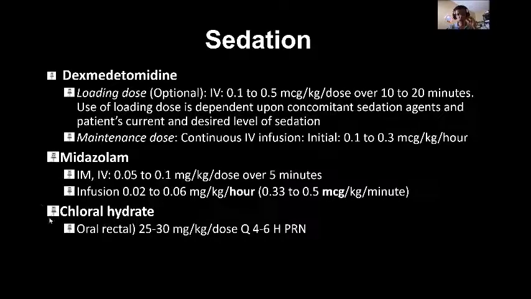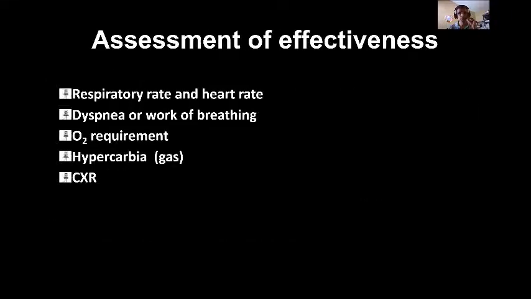The other way to give sedation is chloral hydrate. It's an oral, conscious sedation. It does not affect the breathing, so it's also another way to sedate during CPAP. How do you assess the effectiveness of CPAP? You look at the respiratory rate. You look at the heart rate. You look at the work of breathing, especially whether you're using variable flow or continuous flow. How much oxygen? Do you have hypercarbia? And you can do an X-ray.